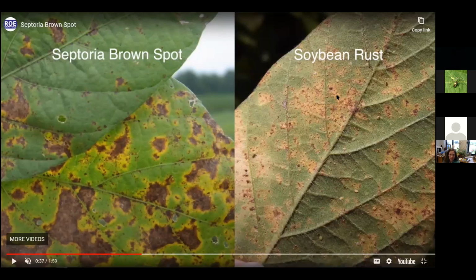But the one that's confused most with soybean rust is Septoria brown spot, because they both can occur in that lower canopy. They both can have that speckled appearance, but on the underside of the leaf of soybean rust, you're going to have those raised pustules.